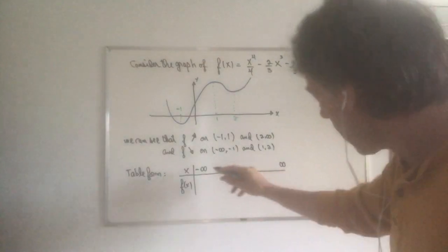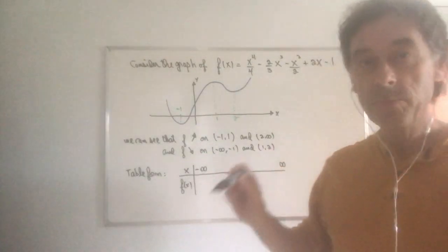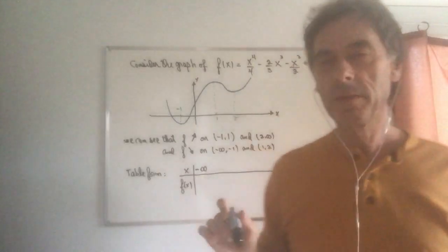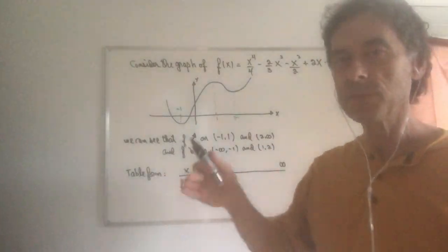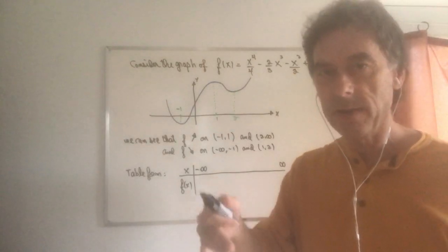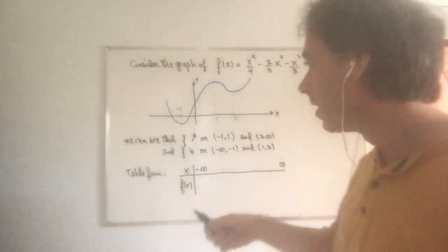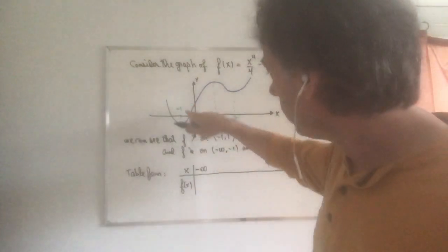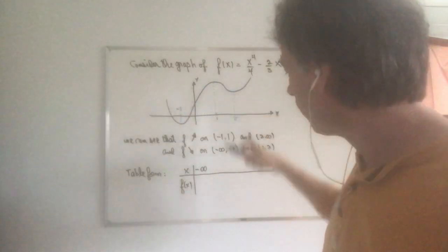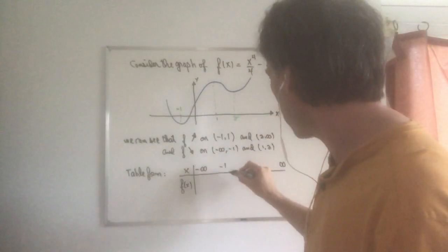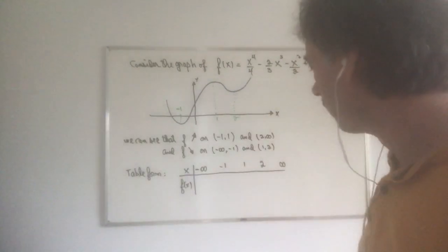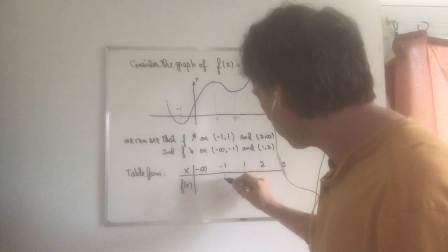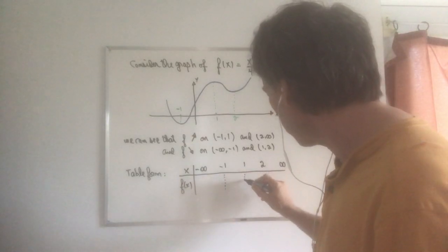And here I'm going to put key numbers. I call them breakout numbers. Numbers that actually determine where the intervals stop being one way and start being another way. And we can see that these key numbers on the graph are -1, 1, and 2. So it's like I'm having here intervals.